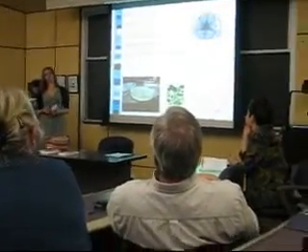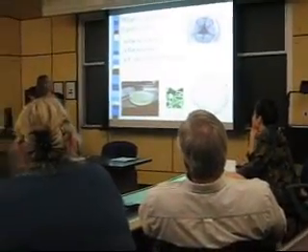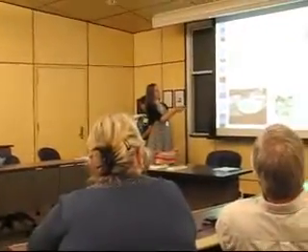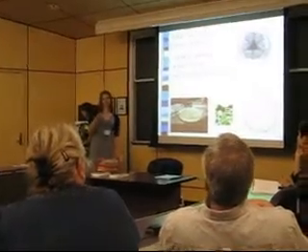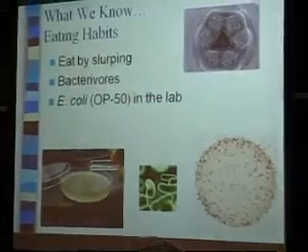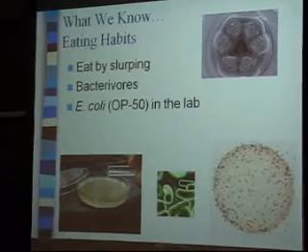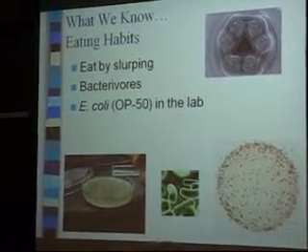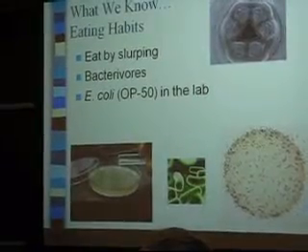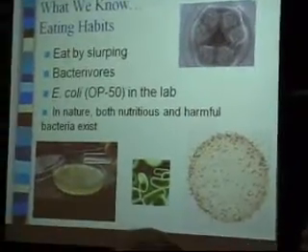We don't know much about the natural ecology of these worms, but what we do know from lab settings is their eating habits. This is a picture of its mouth, and what they do is they slurp up bacteria, and they grind it with their pharynx, which vibrates back and forth, and digest it in its gut. The main bacteria that they eat in the lab is E. coli, OP50 strain, and it's not a natural food source. But in nature, you can find both nutritious and harmful bacteria.